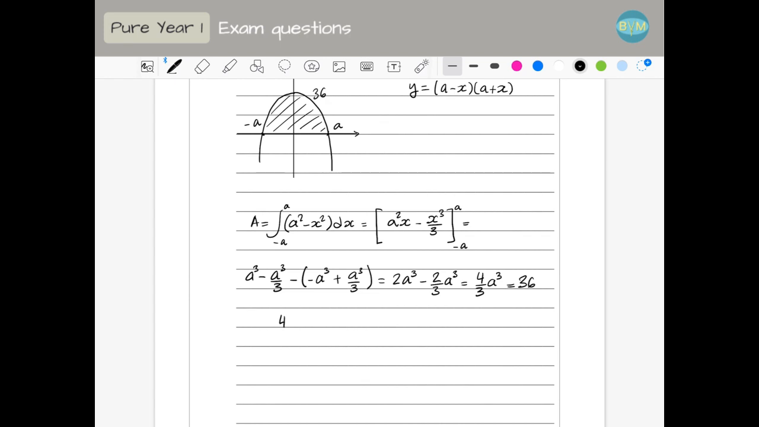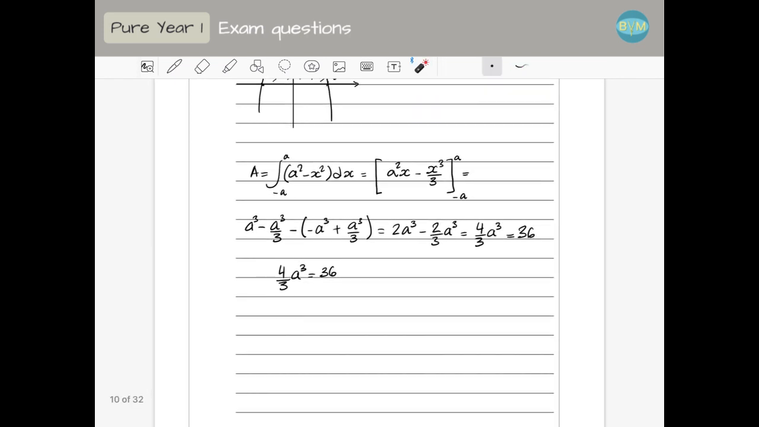So if 4 thirds of a cubed is 36, when we multiply by 3 and divide by 4, we have 36 divided by 4 is 9. 9 times 3 is 27, so a cubed is 27, therefore a is the cube root of 27, which is 3. And that's it. That's all with this question.